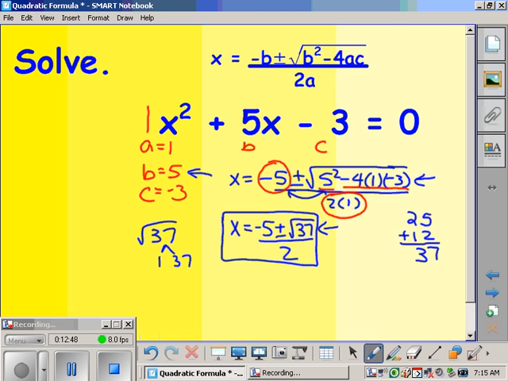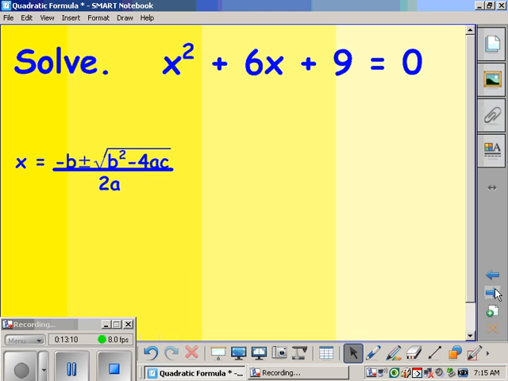But there are two answers. This is equivalent to saying -5 plus radical 37 divided by 2, and then -5 minus radical 37 divided by 2. So if radical 37 was approximately 6.1, then you could actually do the math and kind of estimate your answers.